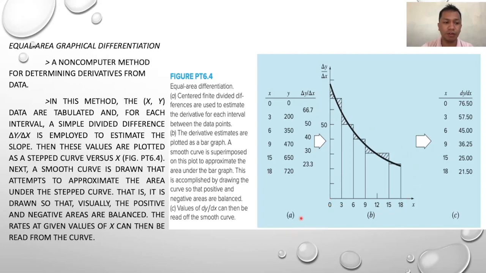Next, a smooth curve is drawn. So this is the curve that attempts to approximate the area under the step curve. That is, it is drawn so that visually the positive and the negative areas are balanced. The rates at given values of x can be read from the curve.